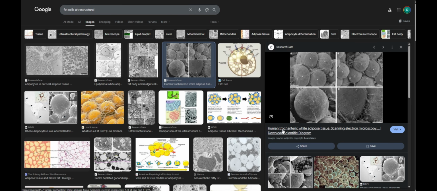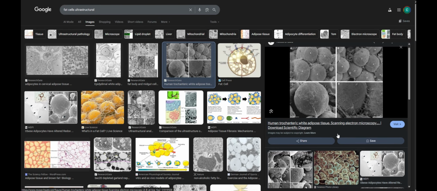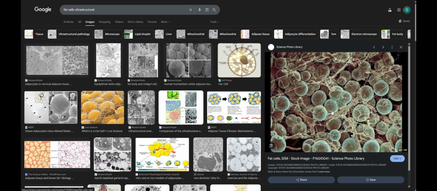I'm not going to click on the link because the source is ResearchGate, which is like where the dumbest of dumb shill their research. Doesn't mean that the research on there is bad, but I'm just not going to click on it. But yeah, it looks like that's the ultrastructural.